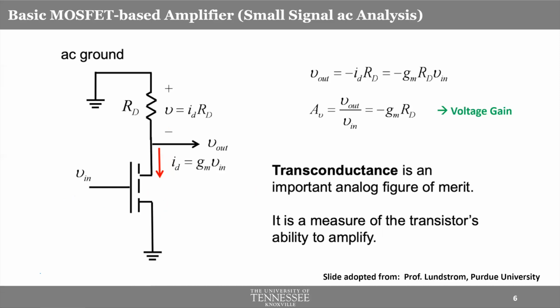Now, our drain current is GM times Vin. Let's try to find the output voltage. We have provided an input, a time varying input, which is small signal. Again, that's why small signal analysis. We have provided a small amplitude AC signal, and we want to amplify this, and we will see how the signal gets amplified in this particular simple circuit.